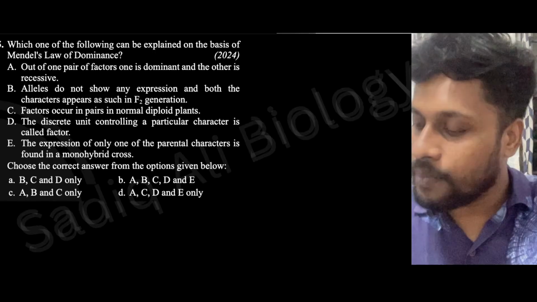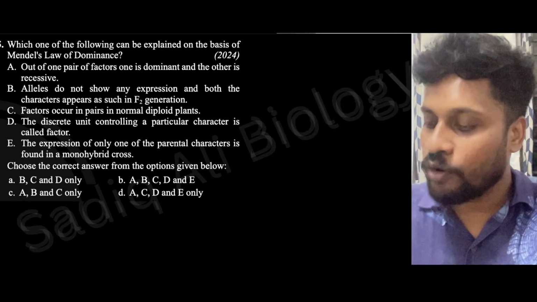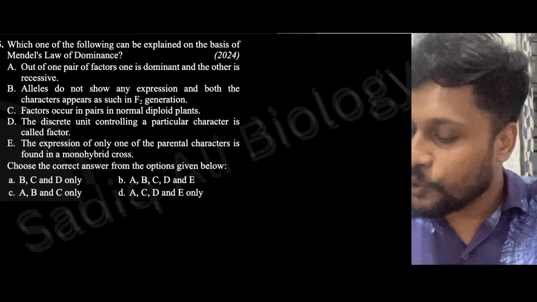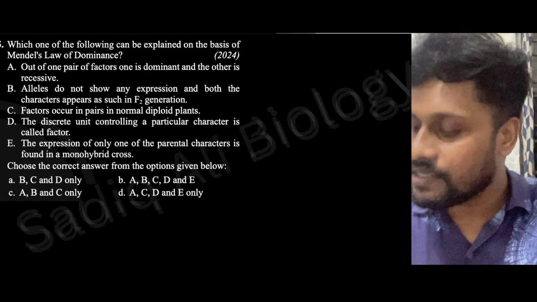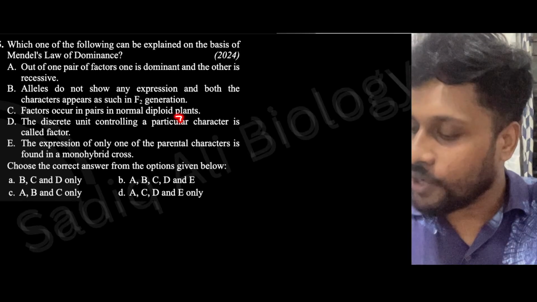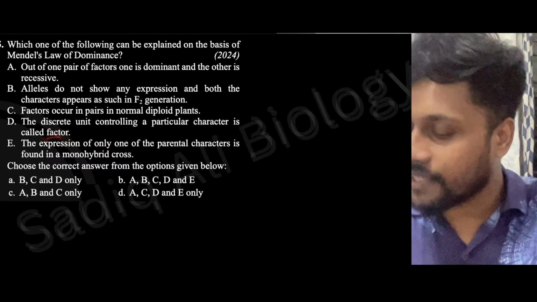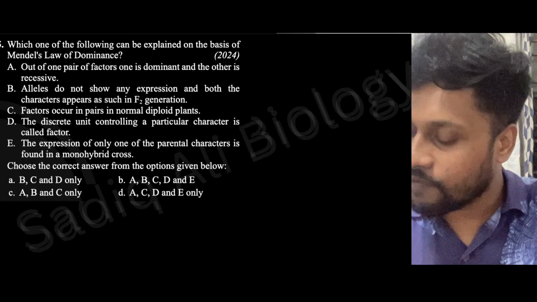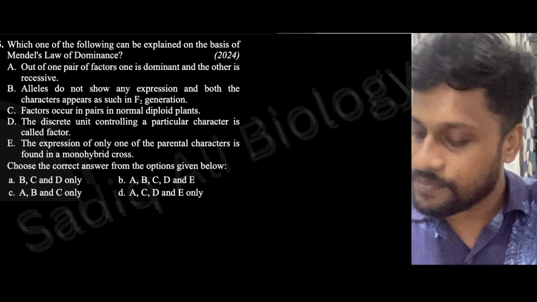Which of the following can be explained on the basis of Mendel's law of dominance? Out of one pair of factor, one is dominant and the other is recessive. Alleles do not show any expression and both the characters appear as such in the F2 generation. Factors occur in pairs in normal diploid plants. The discrete unit controlling a particular character is called a factor. Now, the expression of only one of the parental characters is found in a monohybrid cross. So, what will be the answer here, guys?